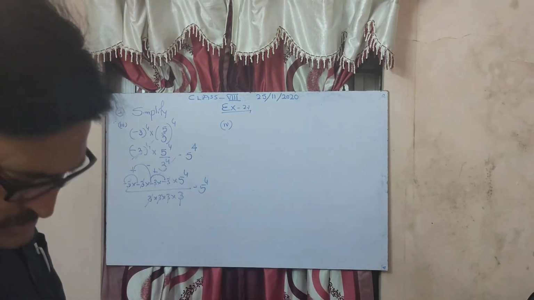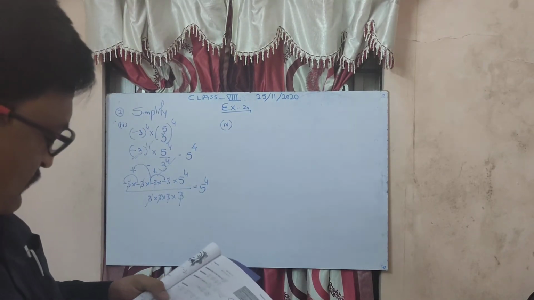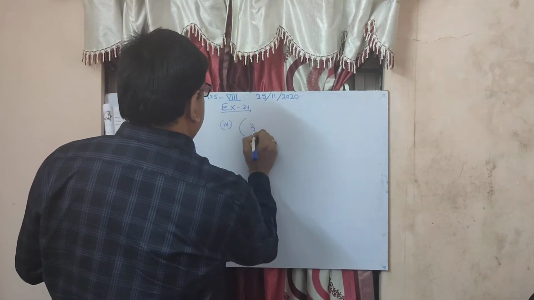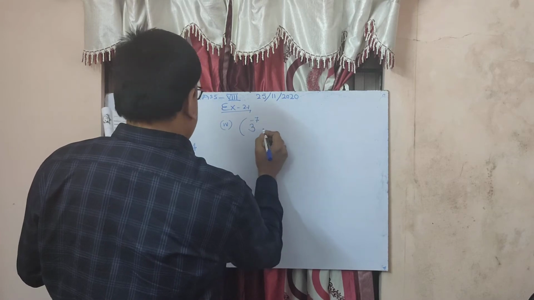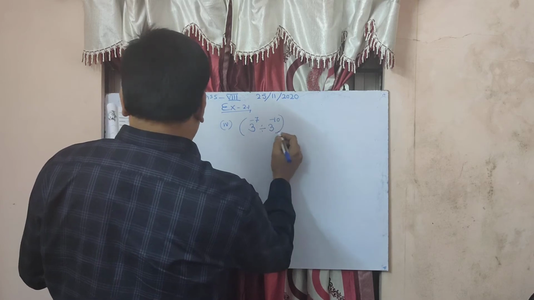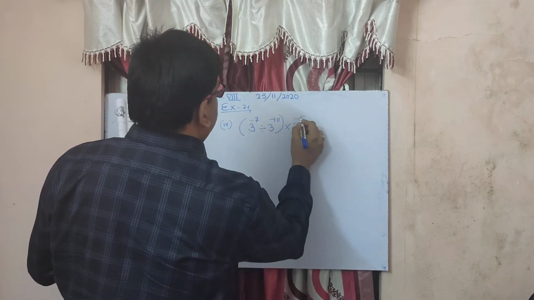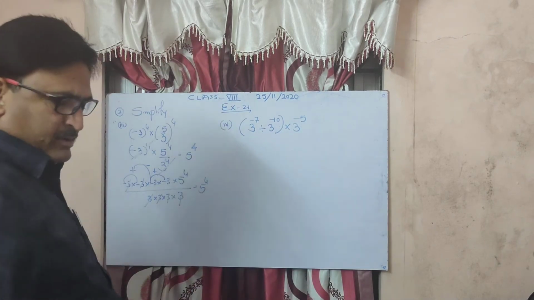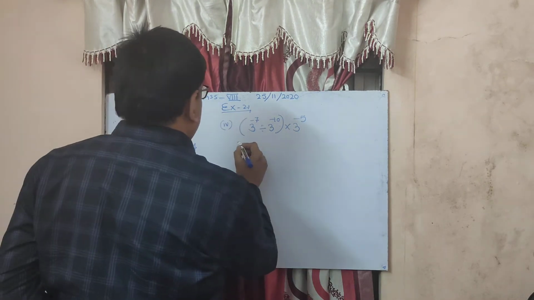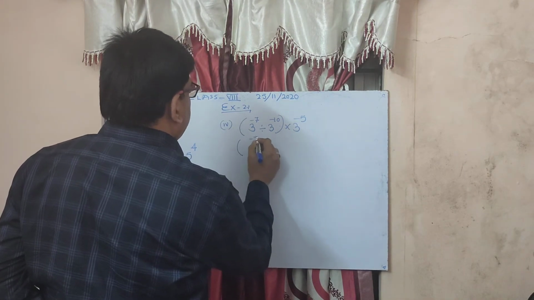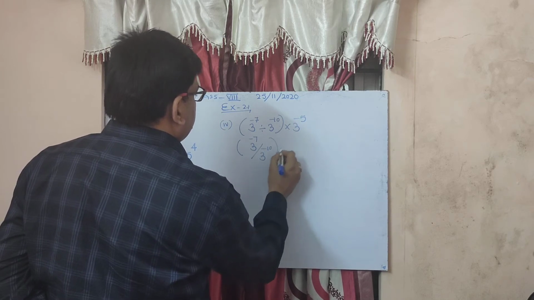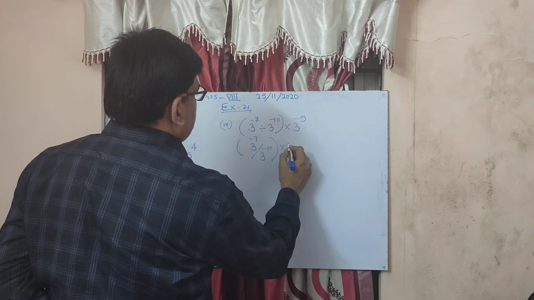Okay. What is the fourth question now? 3 to the power minus 7 divided by 3 to the power minus 10 into 3 to the power minus 5. Okay. Now, 3 to the power minus 7 divided by 3 to the power minus 10 into 3 to the power minus 5.